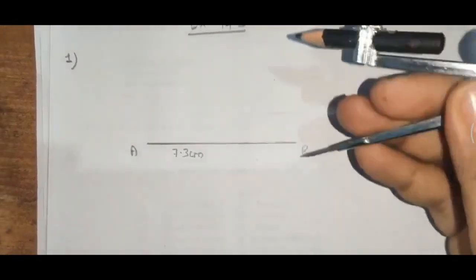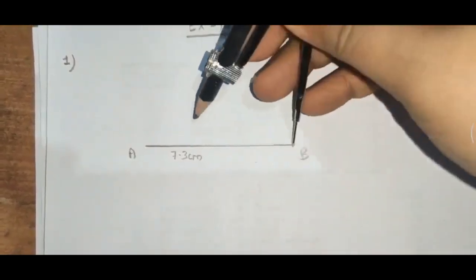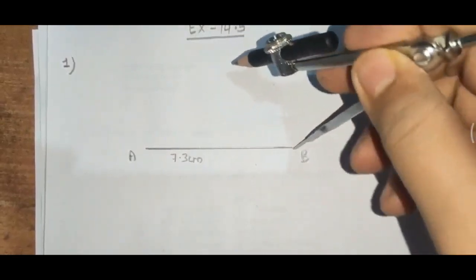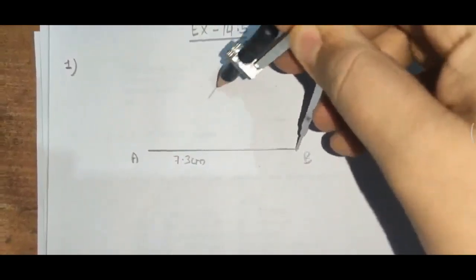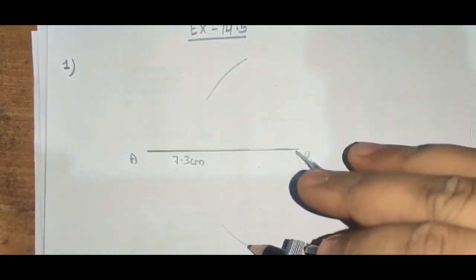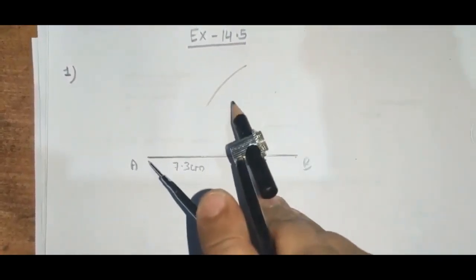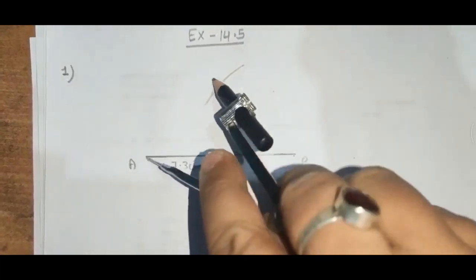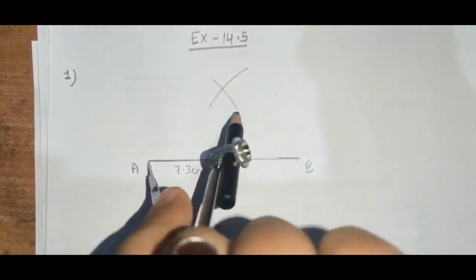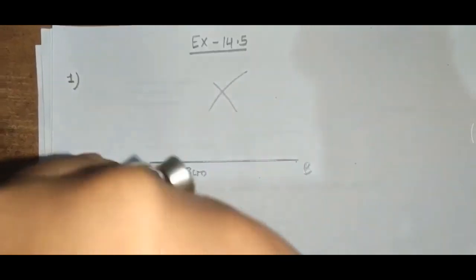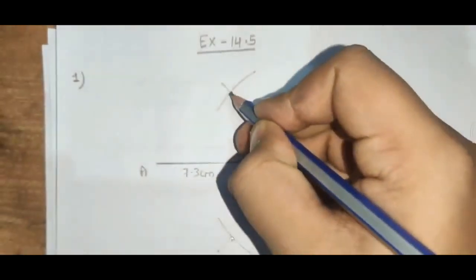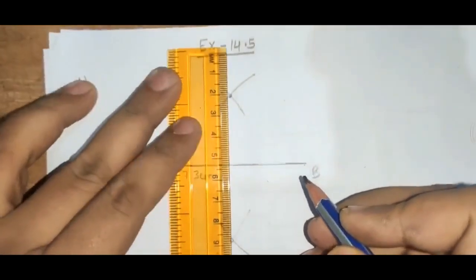Now take more than half. Now I have taken more than half of the line. Now draw the first arc above the line and the other arc below the line. Now from the second arc, you will draw from A and then downside. Now you will join these 2 points.